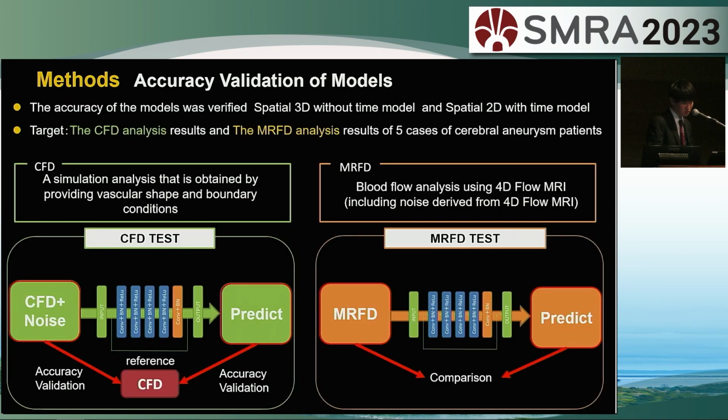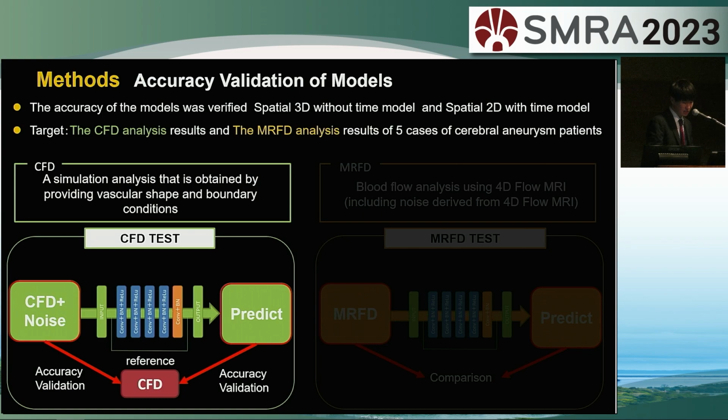The accuracy of the models was verified using two types of test data. The test data targeted the CFD and MRFD analysis results of 5 cases of cerebral aneurysm patients. In the CFD test, data with noise added to CFD was used as input data, and the results output by the trained model were used as predicted data. Accuracy validation was performed by comparing the input data and predicted data with CFD.